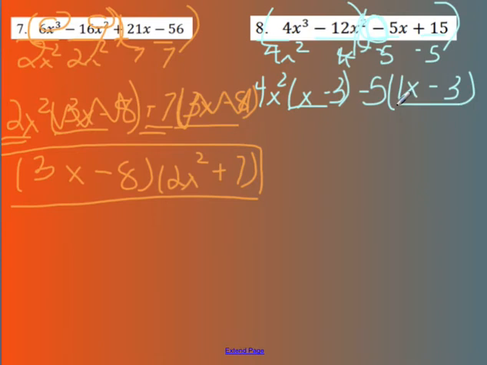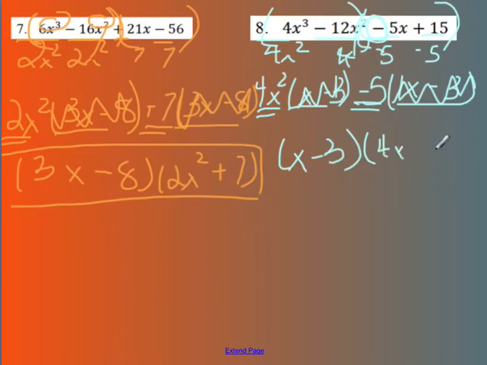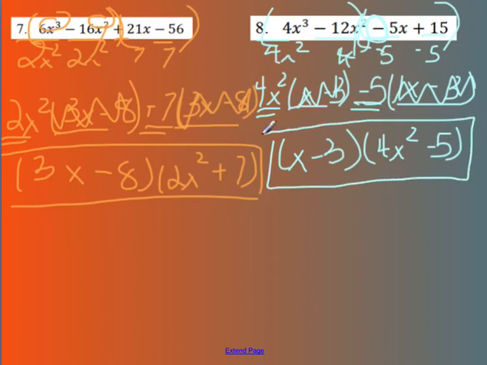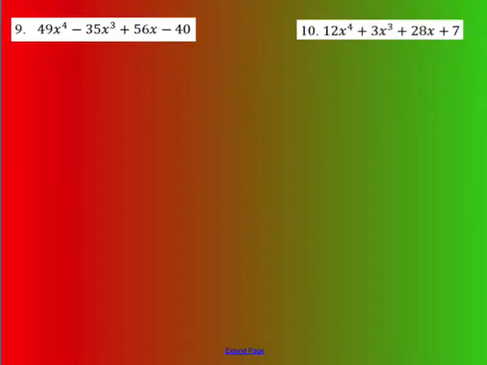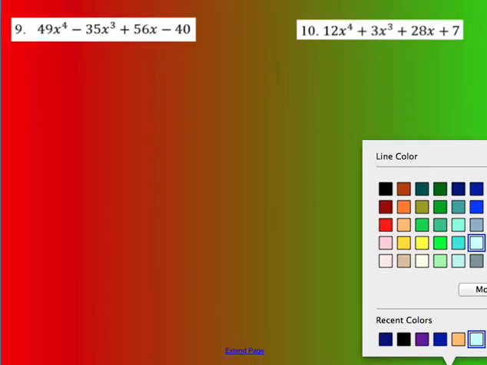So I notice now that my leftovers are matching. So I'm going to write out that x minus 3. And then I'm going to write what's left after that, which is 4x squared minus 5. So this right here is my final answer for number 8. Okay, let's take a look at these last two, and then we're done with this note sheet. Ooh, Christmas colors. Okay, so let's take a look at number 9.